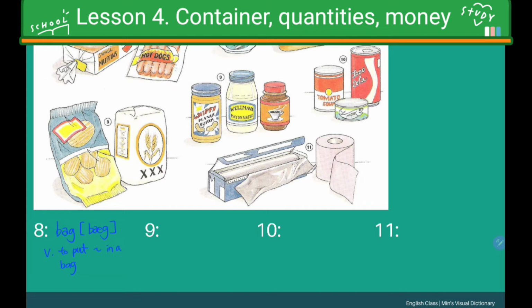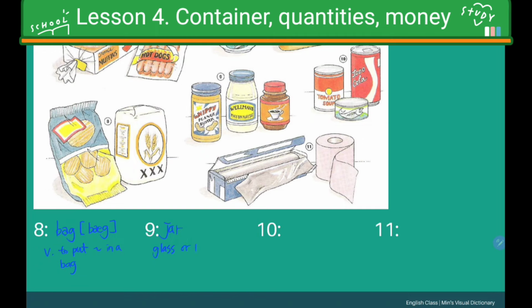And number 9, we have jar. Usually jars are made of glass or plastic, and they usually have wide opening with a solid lid, and they are used to store peanut butter, mayonnaise, or even coffee powders.